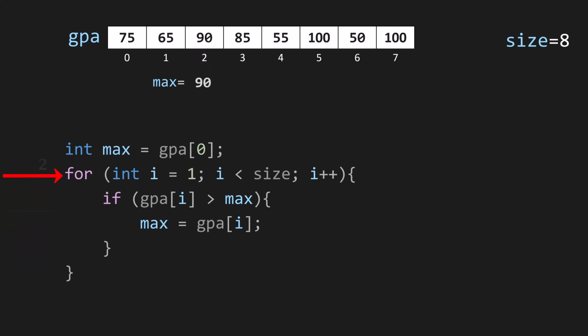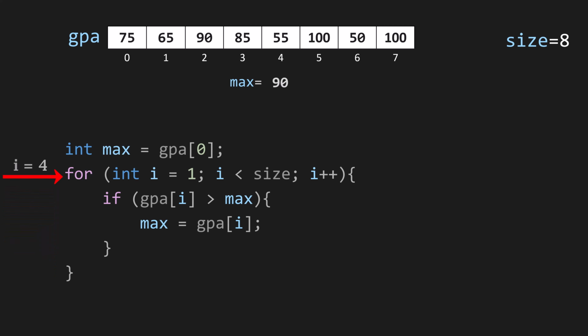In the third iteration, i is 3. We compare max with the fourth element, 85. Since 85 is not greater than 90, the condition evaluates to false, and max remains 90. In the fourth iteration, i is 4. We compare max with the fifth element, 55. Again, 55 is not greater than 90, so max remains 90.